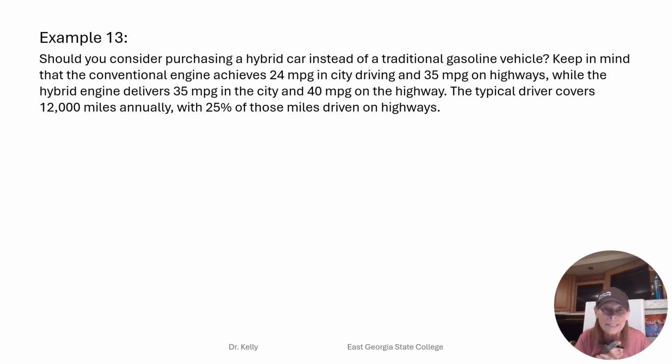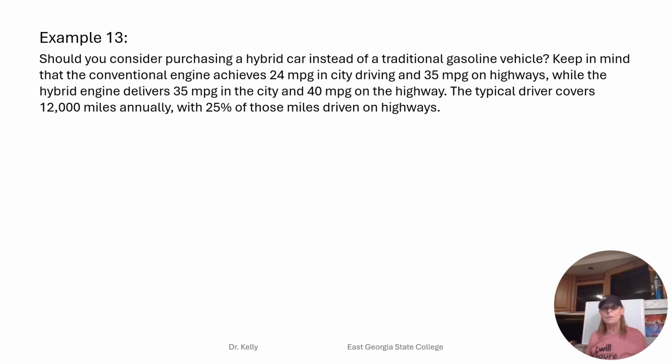Should you consider purchasing a hybrid car instead of a traditional gasoline vehicle? How do you know? You could listen to everybody, or you could just come up with a scenario, run the numbers, see what it looks like to you. Sometimes it's better to do something with your own hand, right? So keep in mind that the conventional engine, that's a gas engine, achieves 24 miles per gallon in the city and 35 miles per gallon on the highway, while the hybrid engine delivers 35 miles per gallon in the city and 40 miles per gallon on the highway. The typical driver covers 12,000 miles annually, with 25% of those driven on the highway.